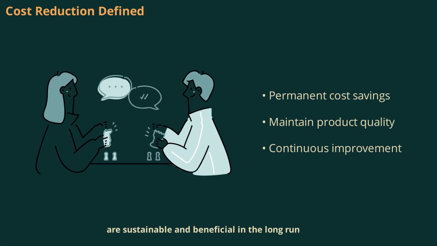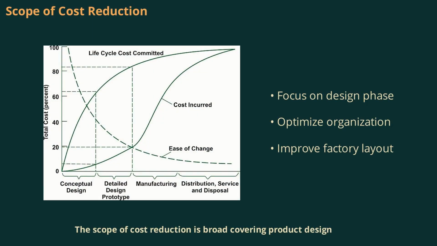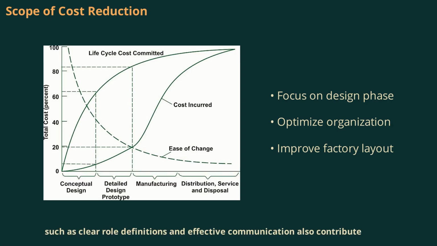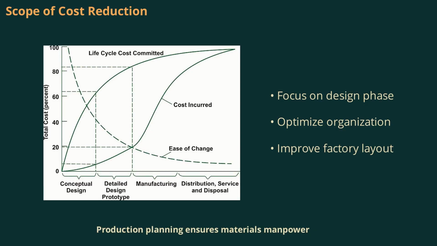The scope of cost reduction is broad, covering product design, organizational structure, factory layout, equipment utilization, and production planning. For example, over 80% of production costs are committed at the design phase, making efficient product design a key area for cost saving. Organizational improvement, such as clear role definition and effective communication, also contributes. Reviewing factory layout and equipment usage can eliminate waste and maximize efficiency.